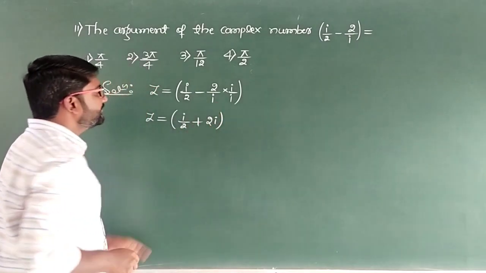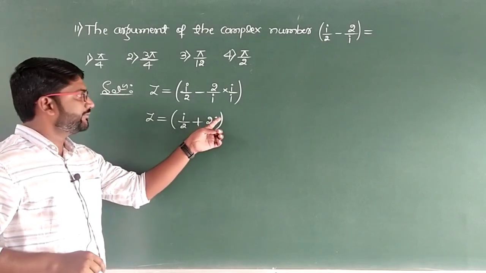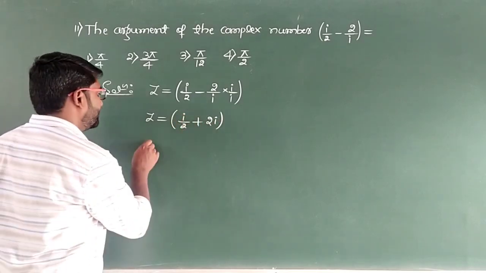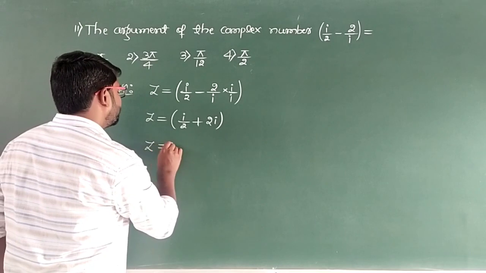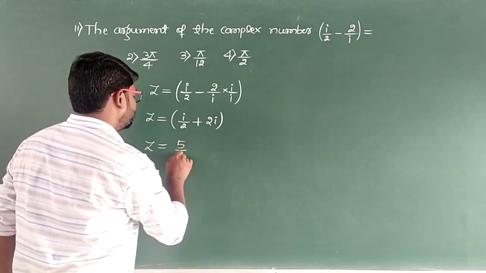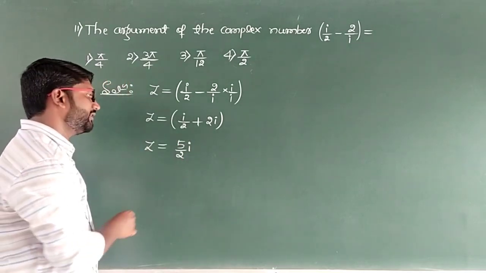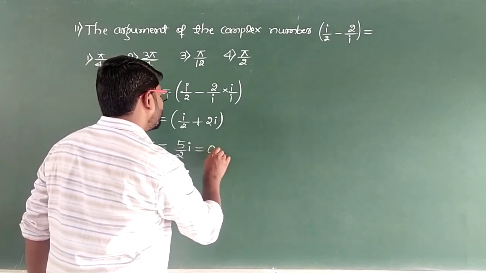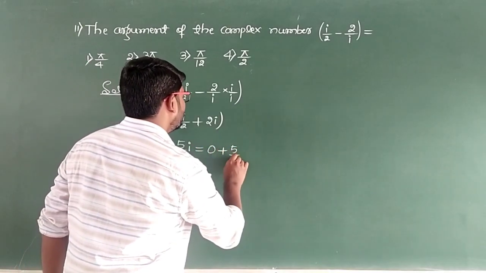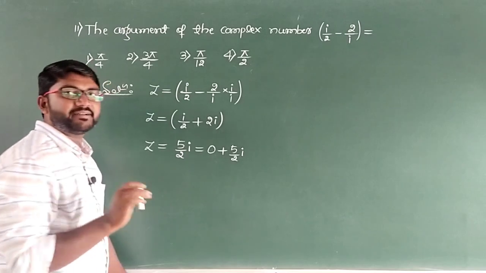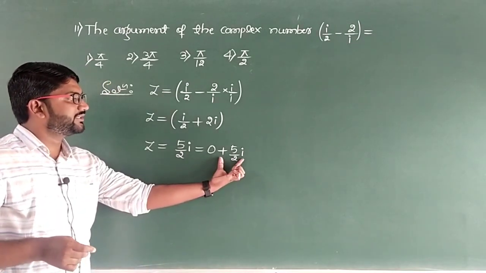Now take up the LCM. 2 into 2i will be 4i. 4i plus i will be 5i. Overall we have 5 by 2i, or this can be written as 0 plus 5 by 2i. Now we will have to find the argument of this particular complex number.